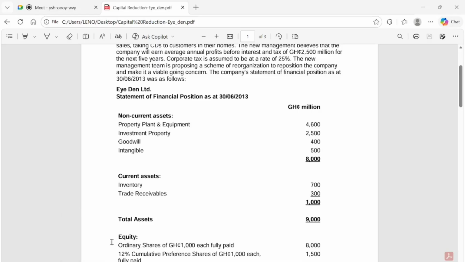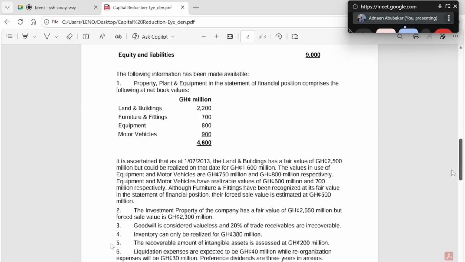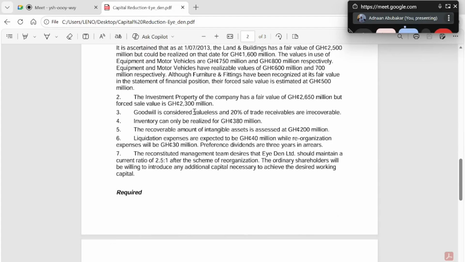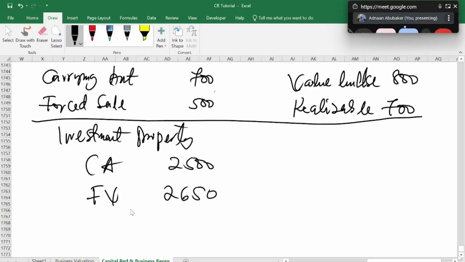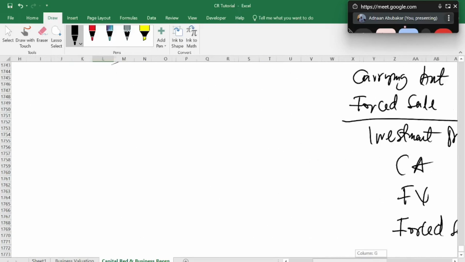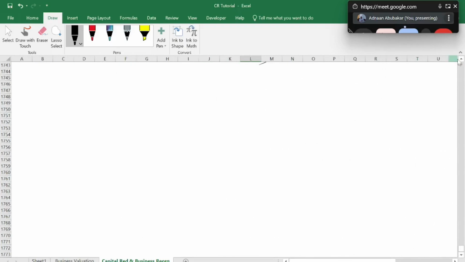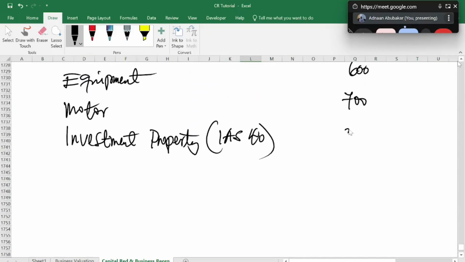Now let's go into the question. What are they saying about it? Let us go there all together. Point two is telling me that the investment property of the company has a fair value of 2,650. Okay, so the fair value is 2,650. But the for sale value is 2,300. So once you have the clue, which one will you choose? I've already explained this: the lower. The 2,300. So that is what you are going to consider in this instance. All right. So that's 2,300.